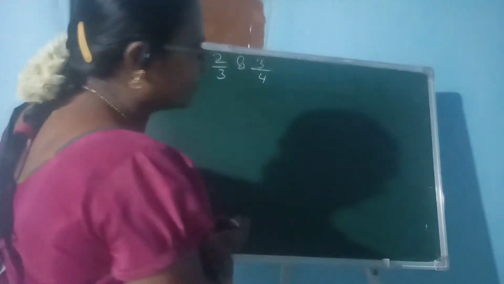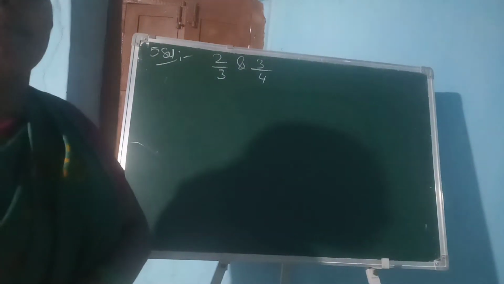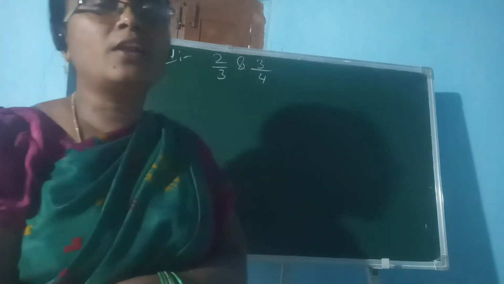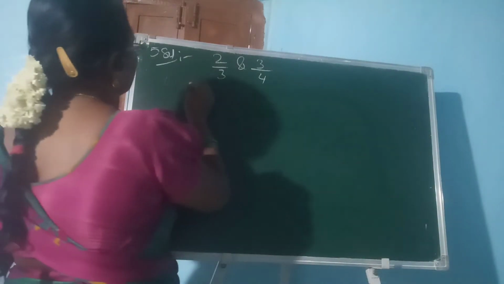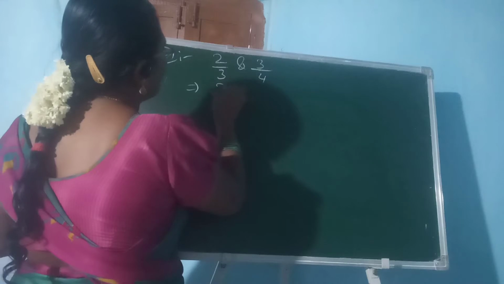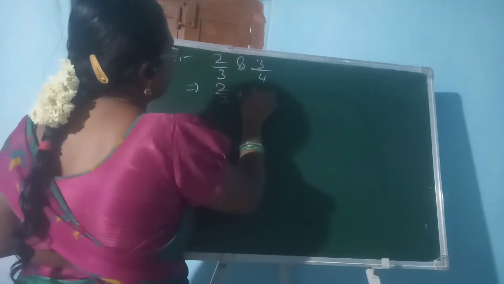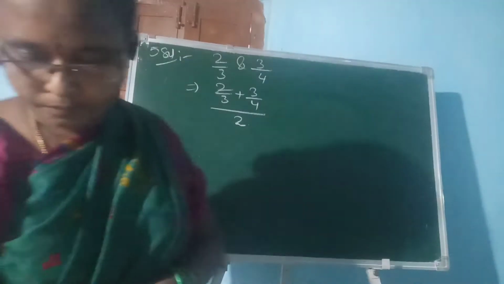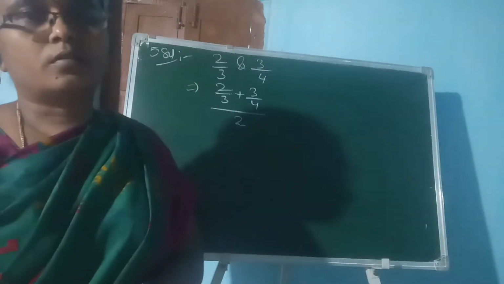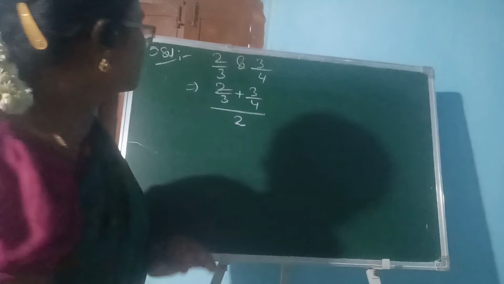So he is asking between. In between means nothing but the middle value. Now to find the middle value, commonly take the average. So then (2 by 3 plus 3 by 4) by 2. Or one more way we can also take it.